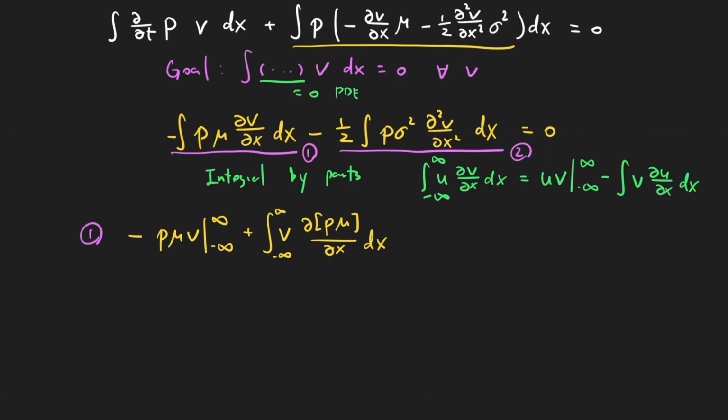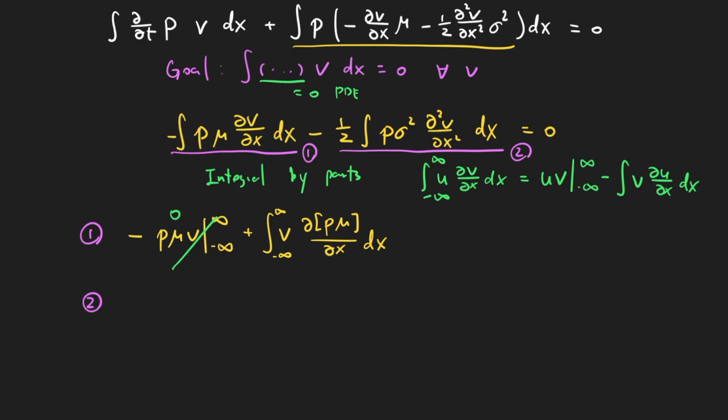The idea is that this first term goes to 0, because we're going to assume the probability density function vanishes at negative infinity and positive infinity. Okay, now let's look at the second one.